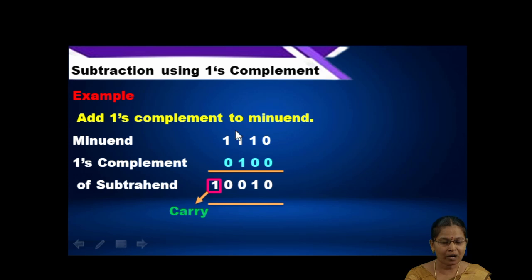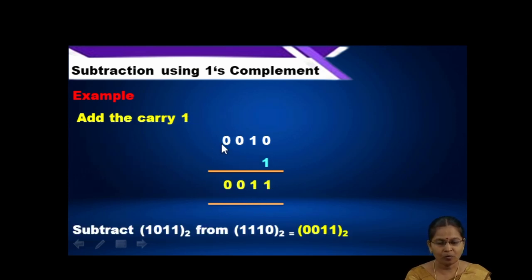So 1 plus 1, we get the answer as 1 0. In this, carry is generated. If carry is generated, we have to add this carry to the result. So move the carry to this position and add the value. So we get the answer starting from the right position, 0 plus 1 is 1. The remaining bits are the same. So 0 0 1 1. So the final answer is 0 0 1 1.